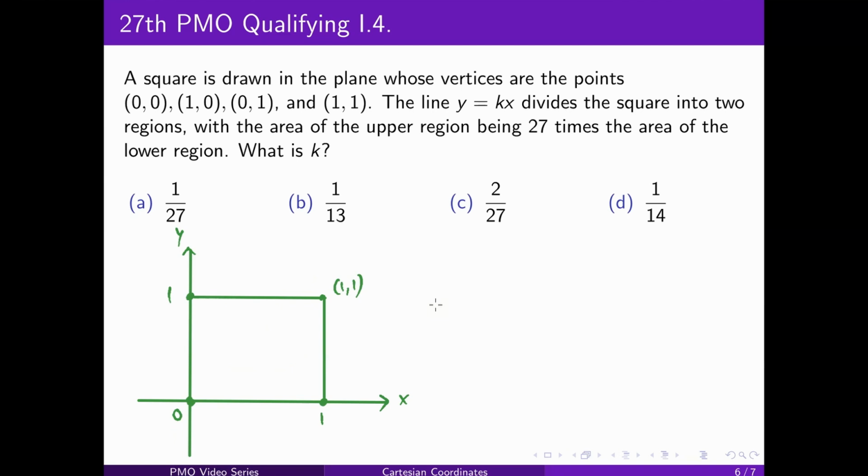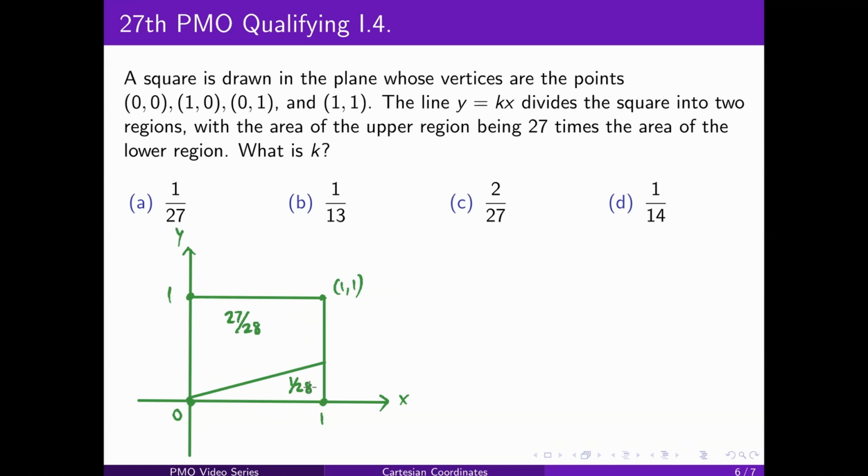Okay, so we're told that the area of the upper region is bigger than the lower one, which means that we can somewhat guess that the line probably needs to look like this because we need the upper part to be bigger. And we know that the total area of the square is 1 because it has side 1. If you want the upper region to have 27 times the area of the lower, then the area on top must be 27 divided by 28, while the area of the triangle at the bottom should be 1 over 28. So they still have a sum of 1.